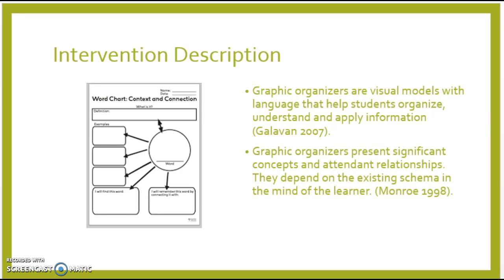They depend on the existing schema within the mind of the learner. The students have to have background knowledge of examples and comparisons in order to use the graphic organizers and to better understand the vocabulary concept. The graphic organizer is the way our brain visually maps the information about a specific concept.